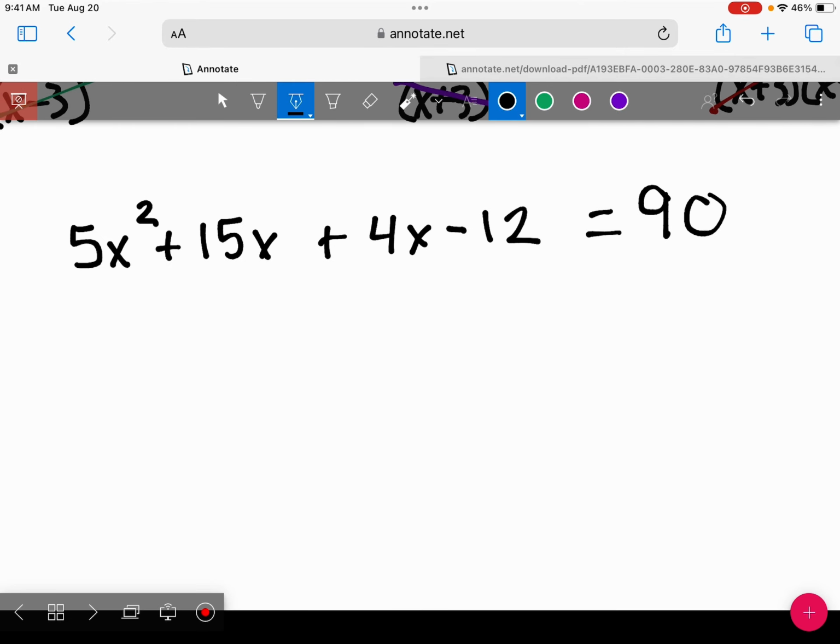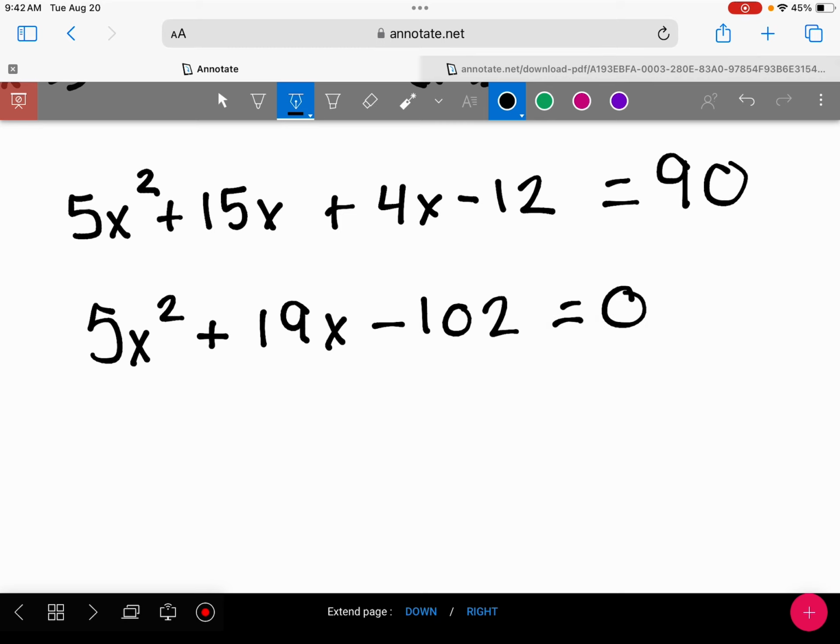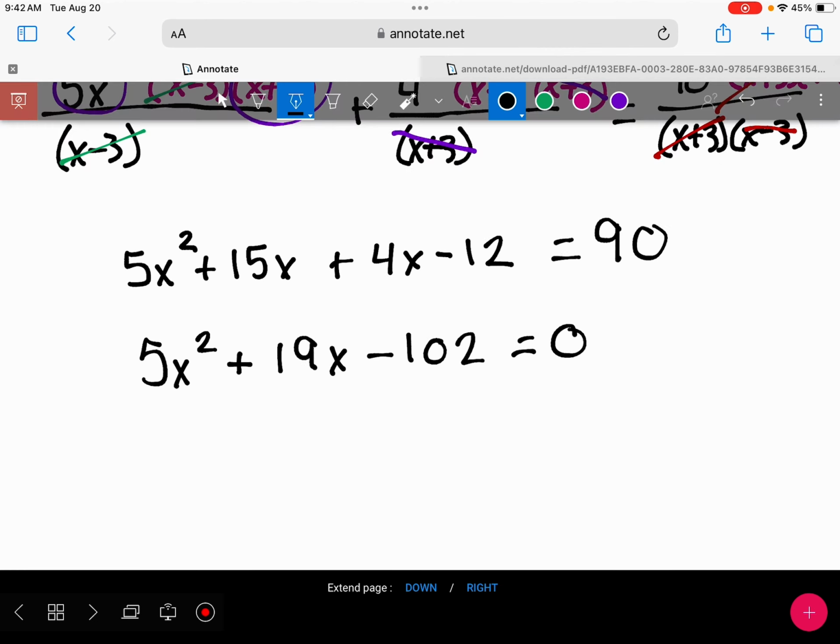So let's set this up for us to solve it by factoring. Means I need it to get to equal what? 0, and we're going to combine some like terms. So I've got my 5x squared plus 19x minus what? 102. And yes, we can do this.